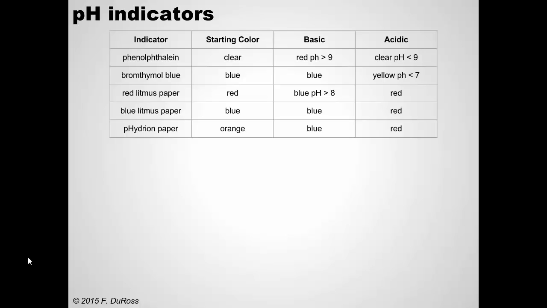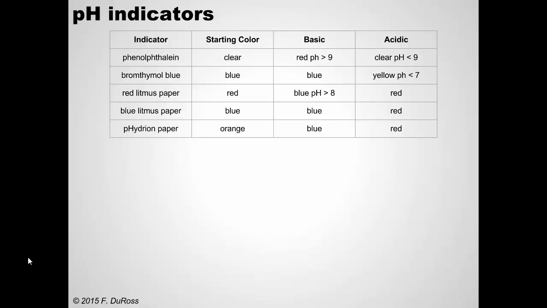We measure pH, and this is what our lab is going to be. Our next lab is about measuring the pH of different substances. And we use various indicators to do that. Okay? And here are some of the indicators that we may use. Phenolphthalein is a solution that starts off as a clear liquid. Okay? And when it comes into contact with a base over 9 on the pH scale, it turns red.